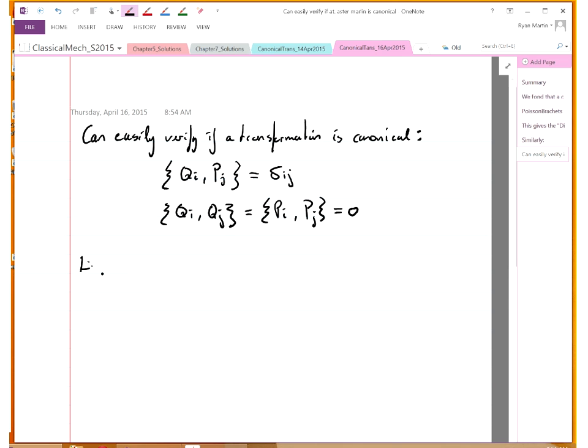I'll just do a very trivial example. Say it's 4 in the notes. And I'll do just a morning assignment next week. So let's show that the transformation given by capital Q is given by lowercase p, and capital P is given by negative lowercase q. Let's show that that is canonical.